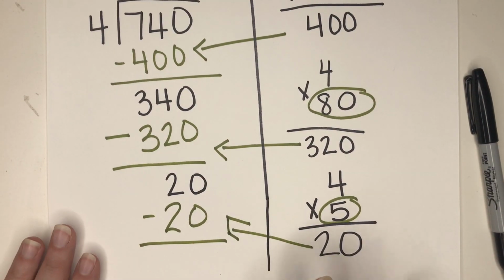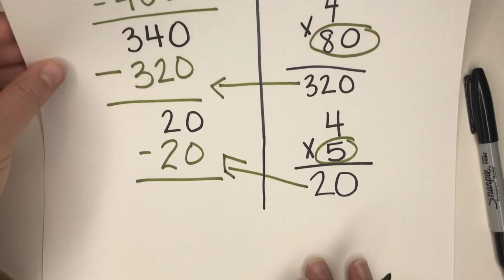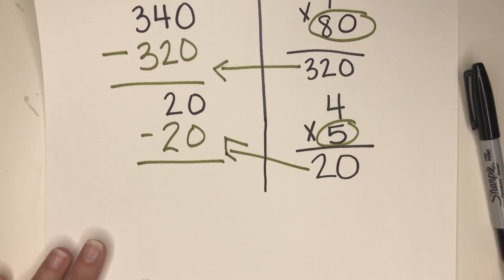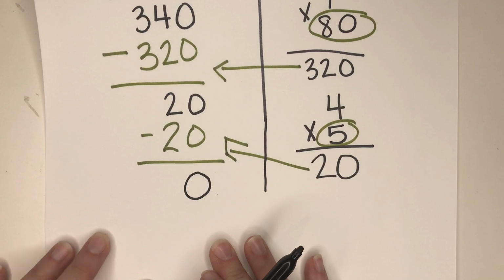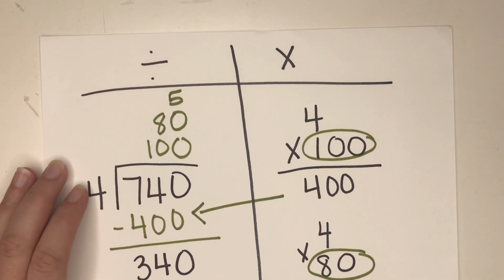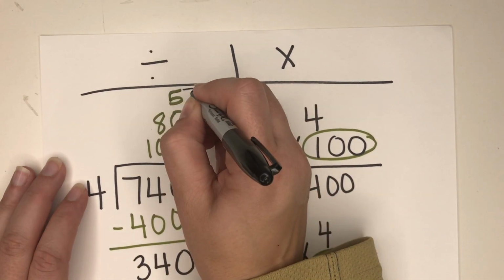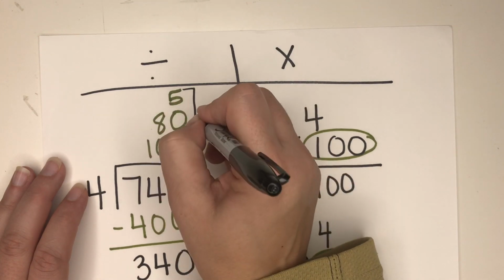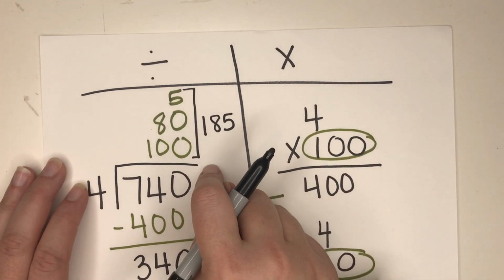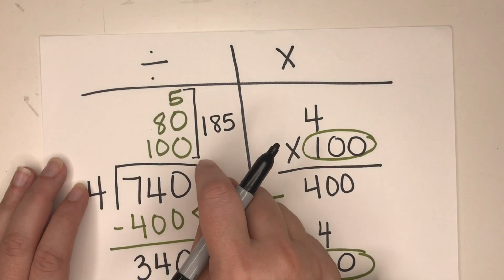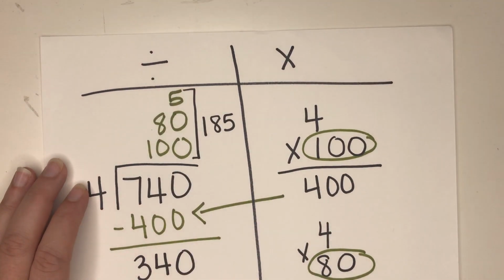Let's go ahead and finish our division problem down here. 20 minus 20 gives me a 0. No remainders for this problem. So now I can work back up at the top here. I'm going to take these 3 numbers and I'm going to have 185 as my answer to this division problem by adding all of these quotients back together.